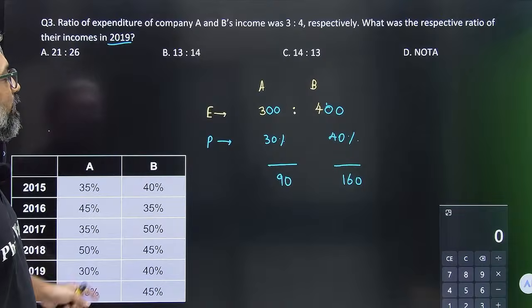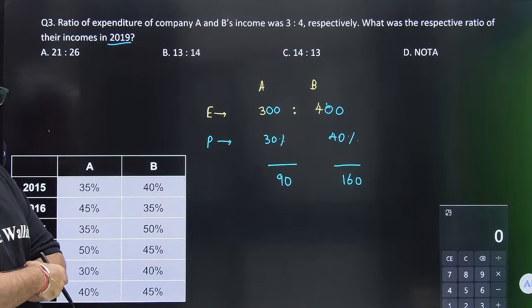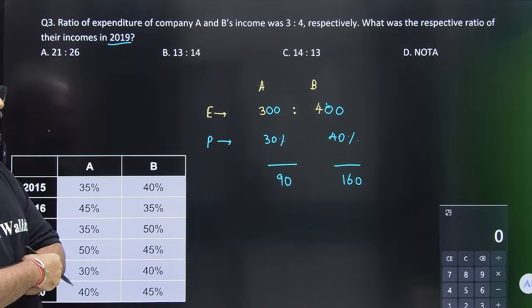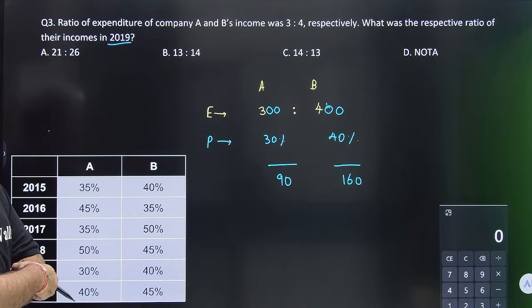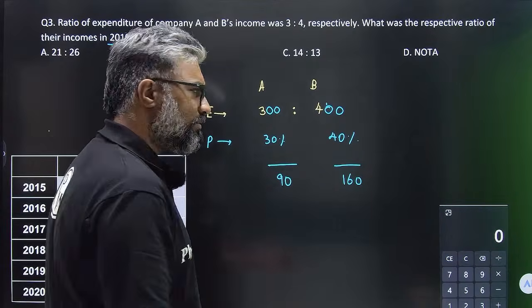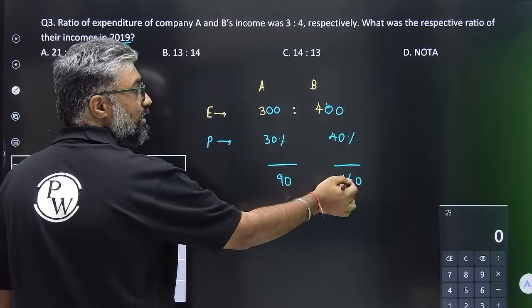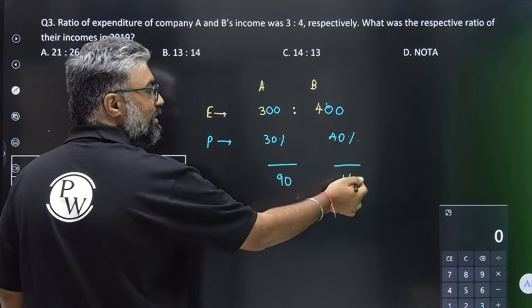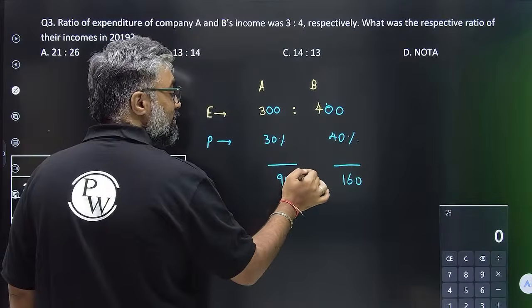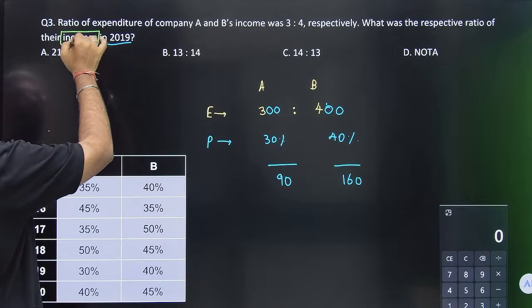But do we have 9:16 anywhere here? No, we don't. Am I right? We don't have it, right? So then what do we do? We still add it. You can always still add it, because they're not asking 9:16, mind you. If you said your answer is 90:160, this is the ratio of the profits. Are they asking profits? No, they're asking it for the incomes.